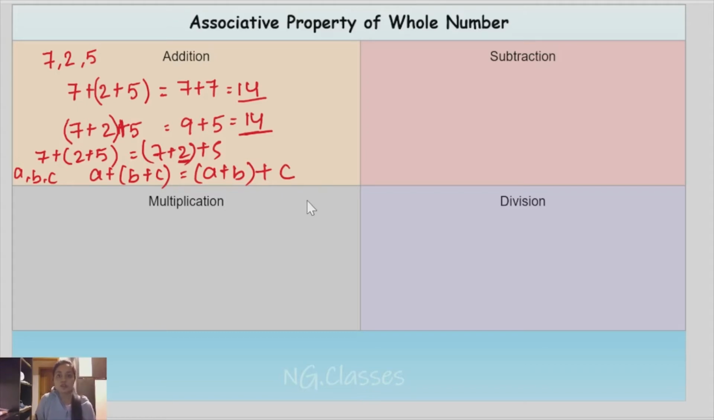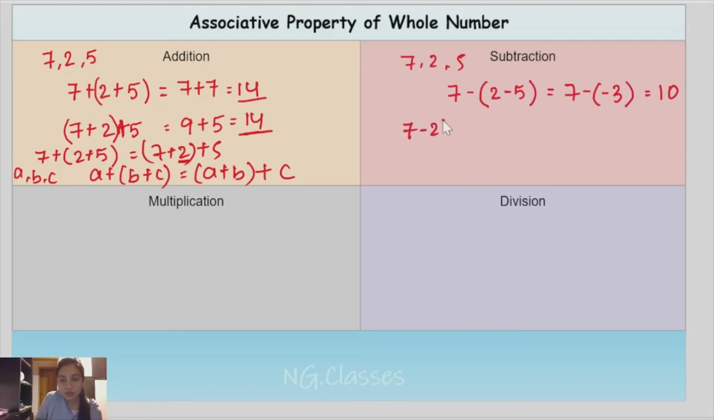Same thing we'll do for subtraction. So 7, 2 and 5, the same numbers I am taking here. So 7 minus 2 minus 5, what will we get? 7 minus 3, and this will be positive 10. What about 7 minus 2 at first and then minus 5? We will get 5 minus 5, that is 0. So 10 and 0, we are not getting the same answer. So subtraction is not associative.